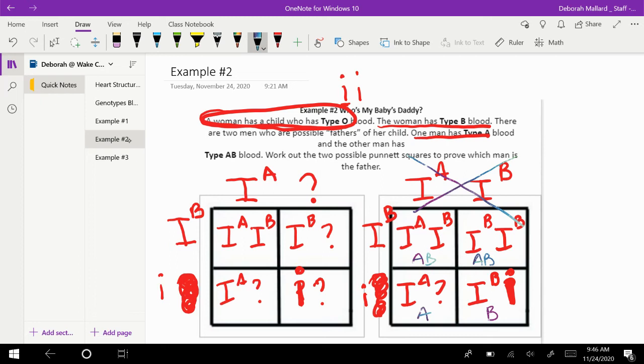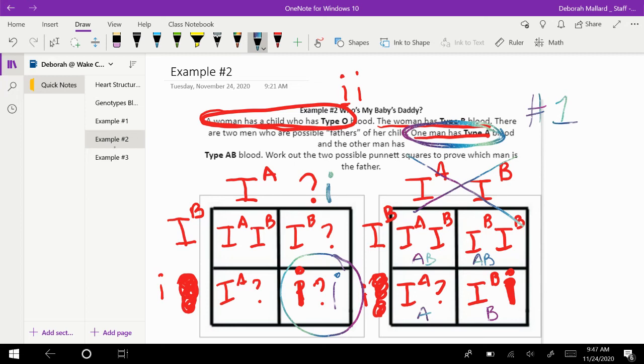Now, over here, it's possible that this guy, if he's type A blood that's heterozygous, he can produce a child that has type O blood. So in this case, we would say that the father is man one, this guy right here, number one. He is the father of this child.